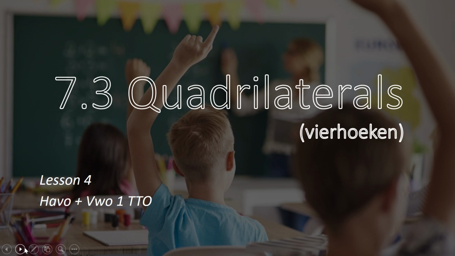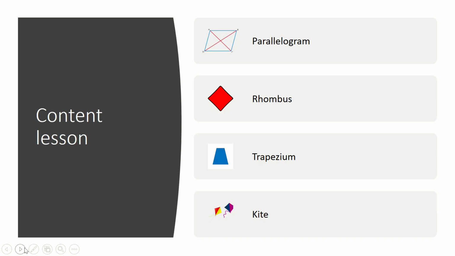Hello everyone! Today we're going to have a look at 7.3 quadrilaterals. In Dutch it is called vierhoeken. We've already seen the relationship between squares and quadrilaterals, but today we're going to have a look at the parallelogram, the rhombus, the trapezium and the kite.